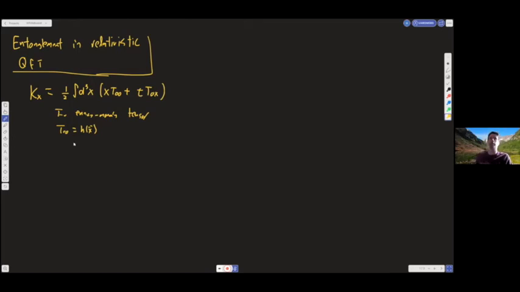Now, it's convenient to rewrite this as K right plus K left, where K right is the integral from 0 to infinity dx d2y of this x T00 plus t T0x, and then K left is the part that you integrate from minus infinity to 0 dx d2y, the same thing.